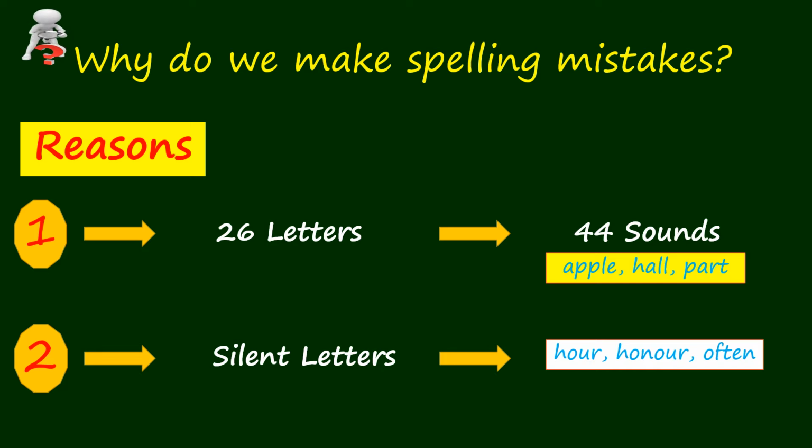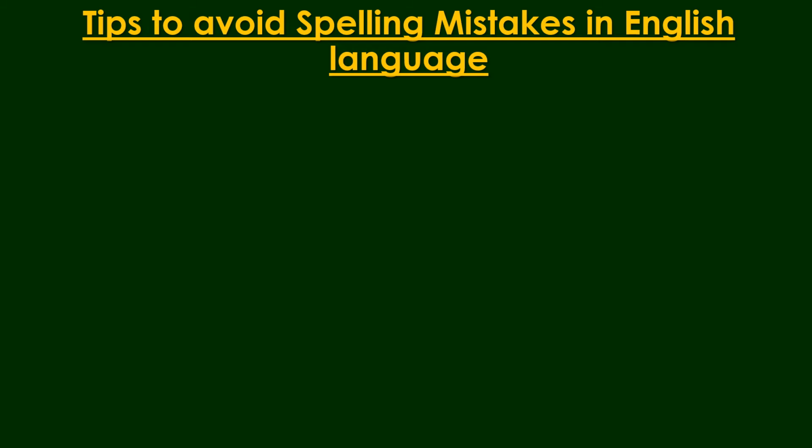The second one, honor. Again, H is silent. The third word here is often. Here, T is silent. Now, definitely we will get confused because we are pronouncing the word differently and writing it in a different manner. And this is one of the major reasons for us to get confused and make spelling mistakes. Let us now try to work out this problem of spelling mistakes in the English language.